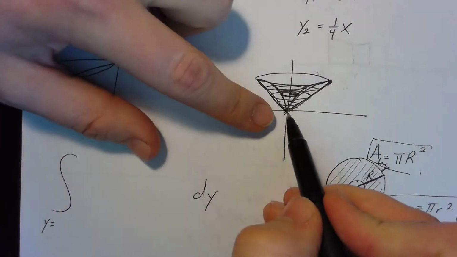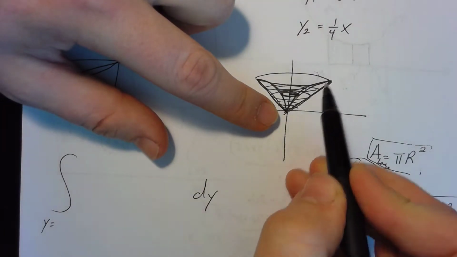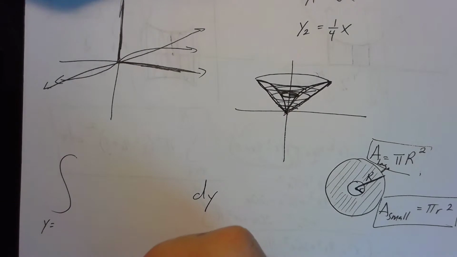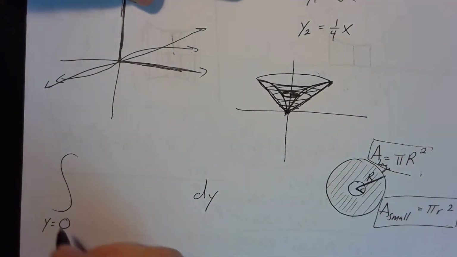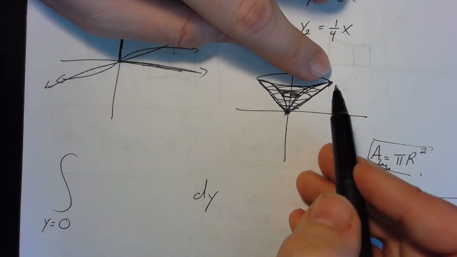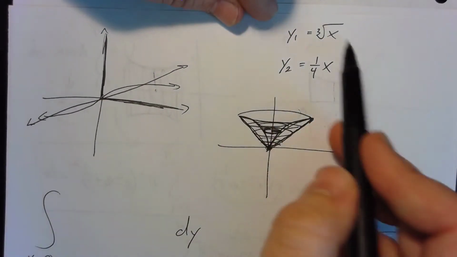Based on that information, I should be able to determine what this value is and what this value is, based on knowing that this is supposed to be in terms of y. Well, this location right down here where they intersect, that's obviously 0. The upper section right here is a little bit more complicated, but it's going to require that we set these two things equal to each other.